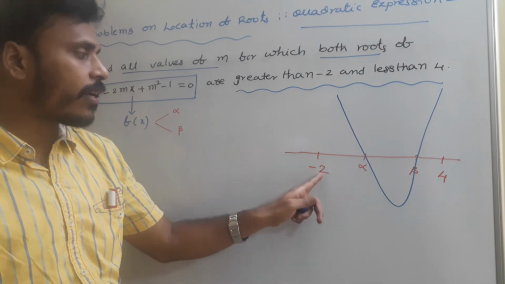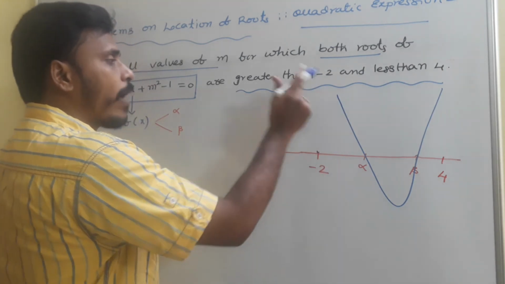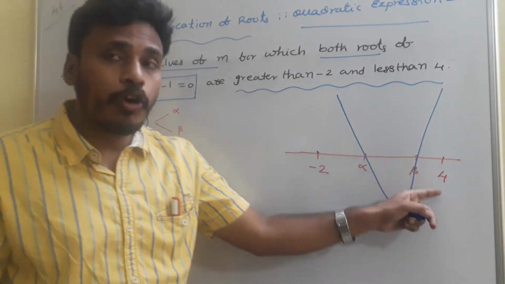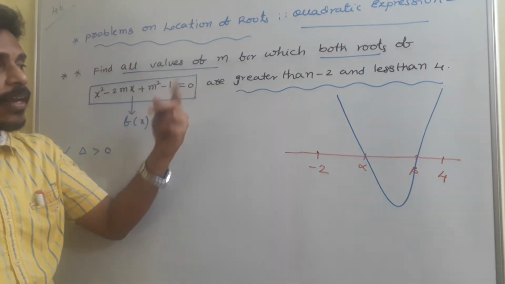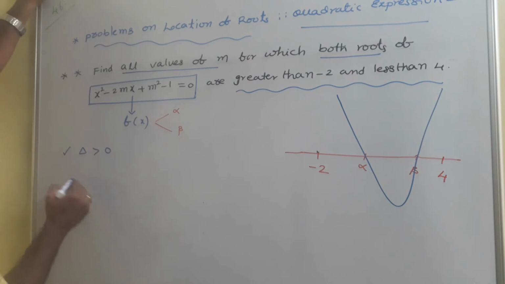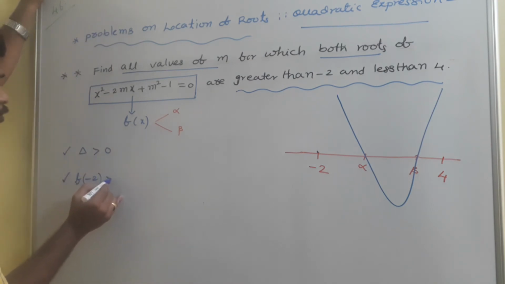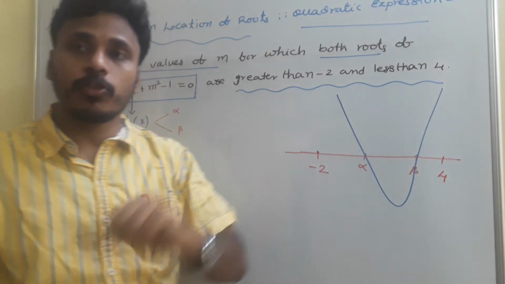Second restriction is that f of minus 2. At minus 2, the graph is above the x-axis. At 4, again the graph is above the x-axis. So it concludes that at minus 2, f of minus 2 is greater than 0. At 4, f of 4 is also greater than 0. Okay, f of minus 2 greater than 0, f of 4 also greater than 0.